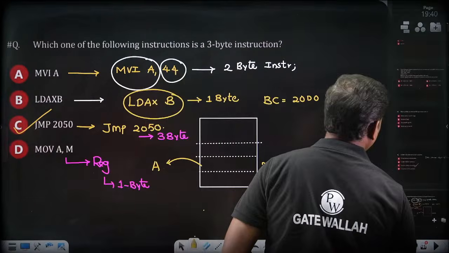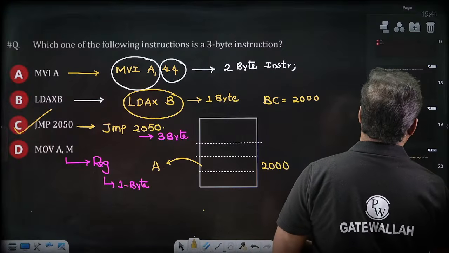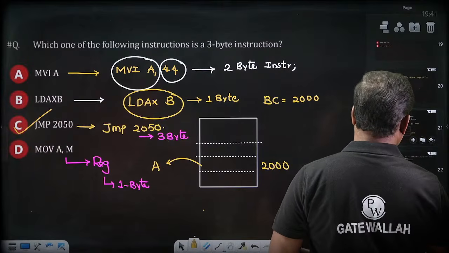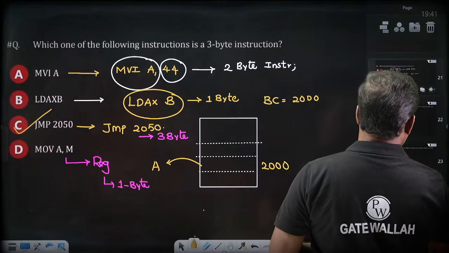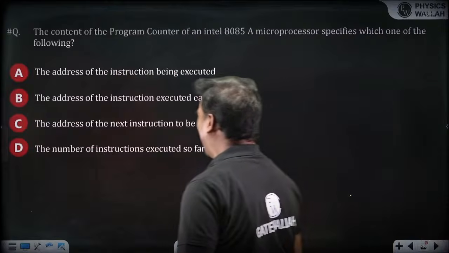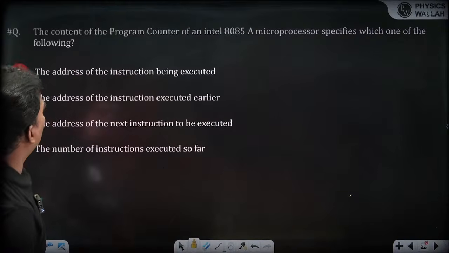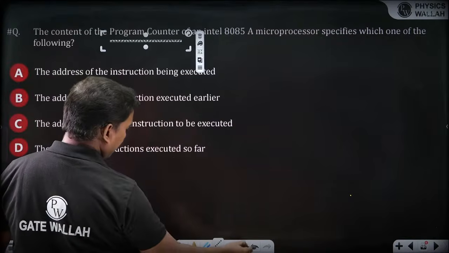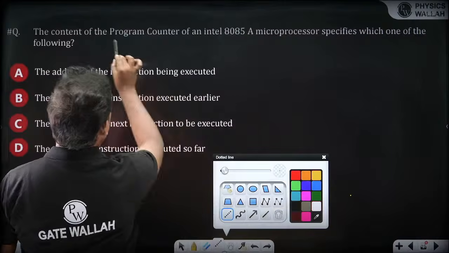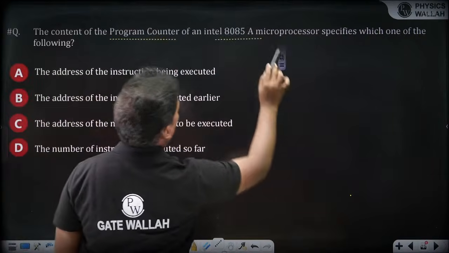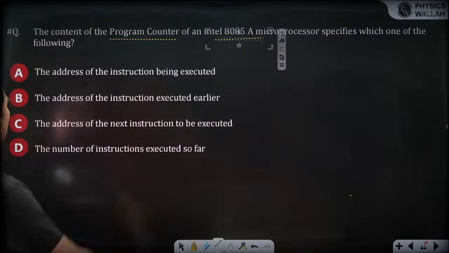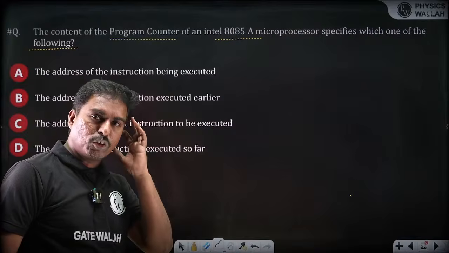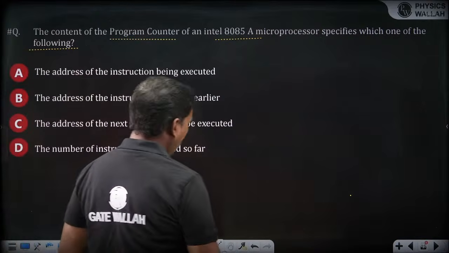Now let us move to the next. The content of the program counter of the Intel 8085 microprocessor specifies which one of the following? The program counter always represents the address of the next instruction to be executed.